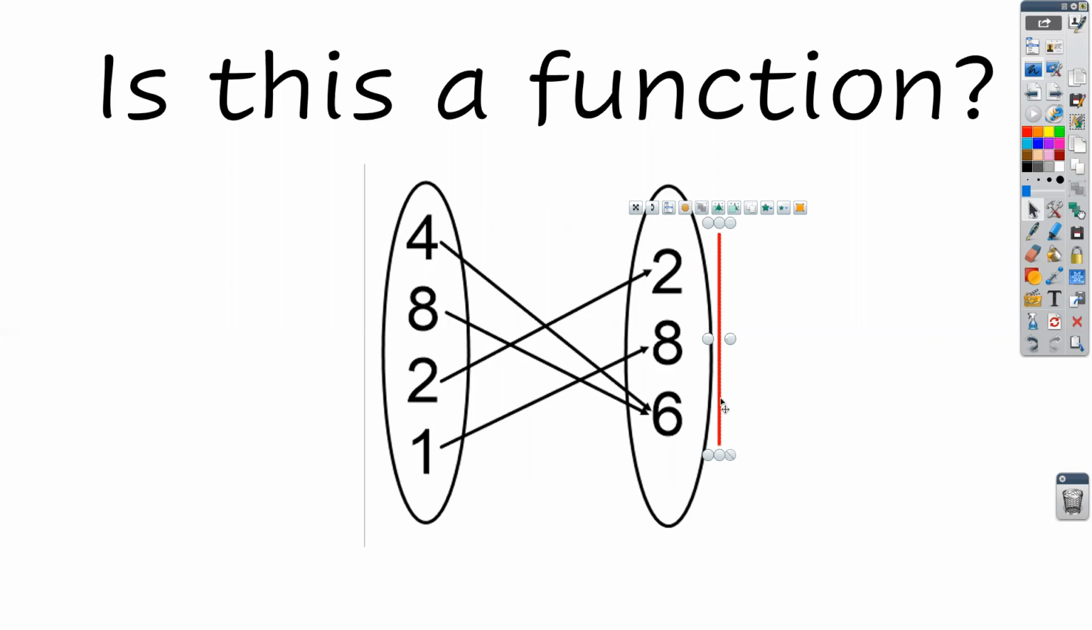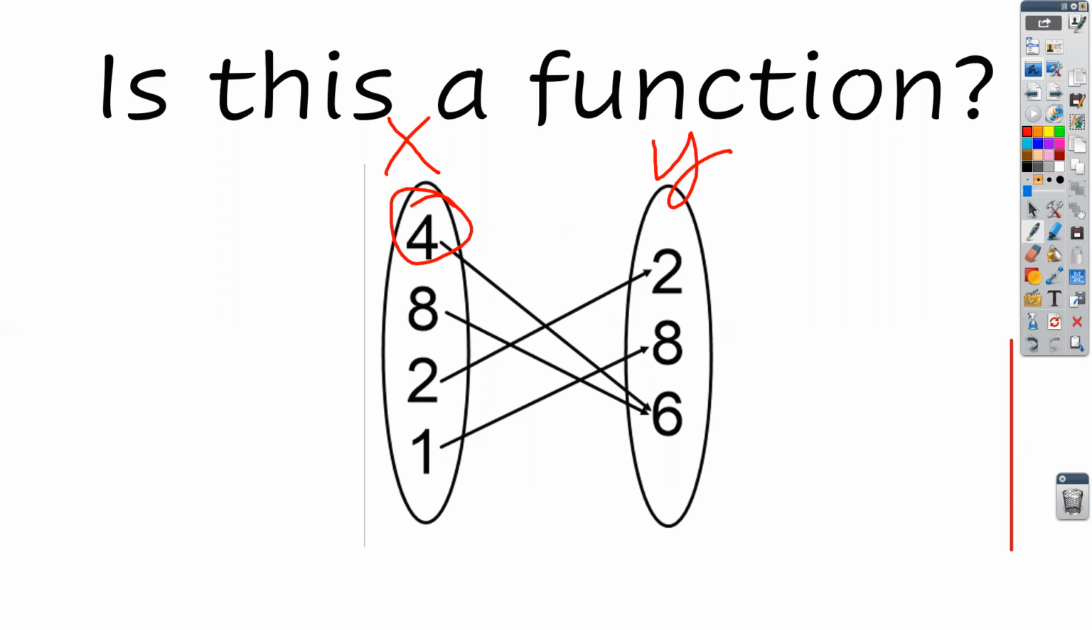If I looked at this next one, it says, is this a function? Well, this is a mapping. So remember, all of my x values and my y values. So my x's should only have one line coming out of them. 4 only has a 1, 8, 2, 1. They each have one line coming out of them, so it is a function.